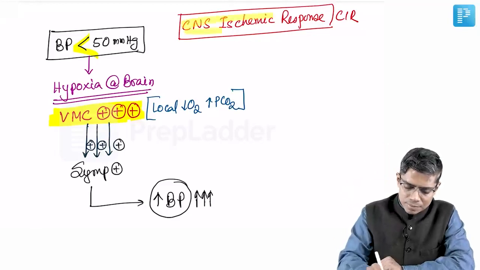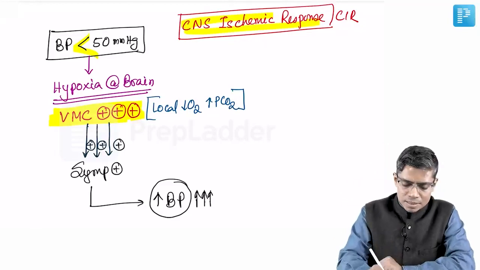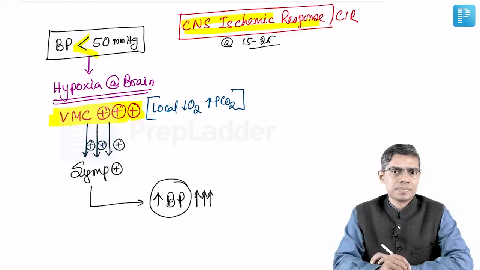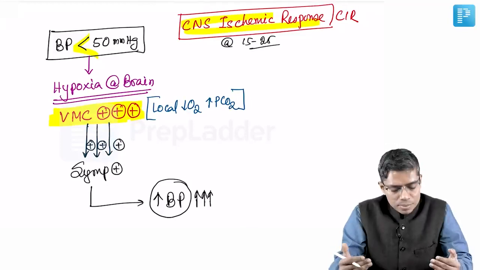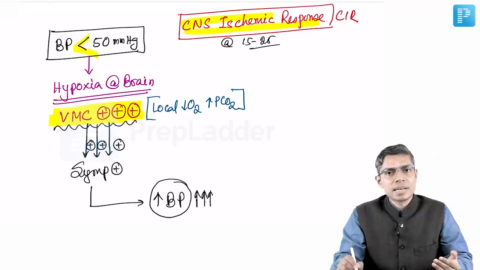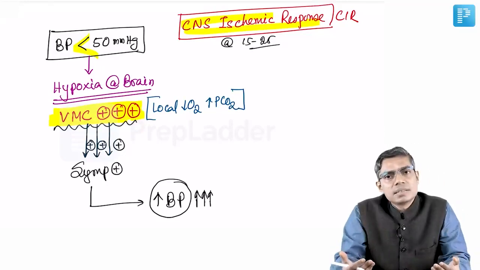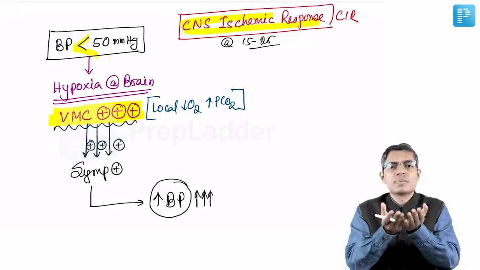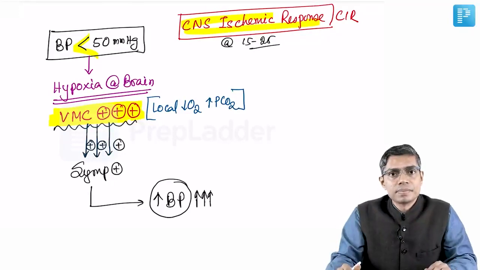It is said that this response is very strongly activated when the BP is in and around 15 to 25 millimeters of mercury. How is this mechanism activated? This is activated by local hypoxia and hypercapnia, and that is stimulating the sympathetic system to a very strong level that will try to raise your blood pressure as much as possible.